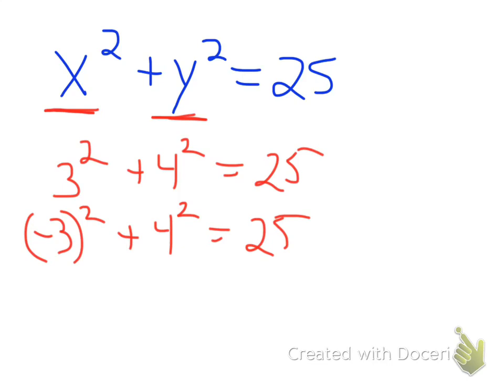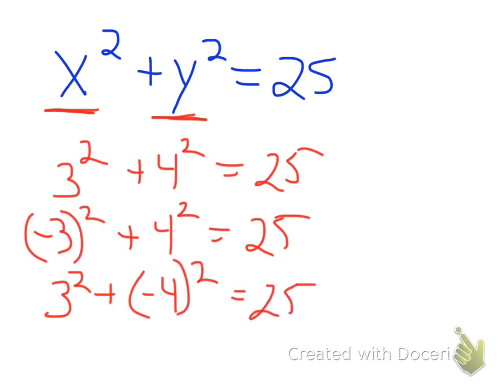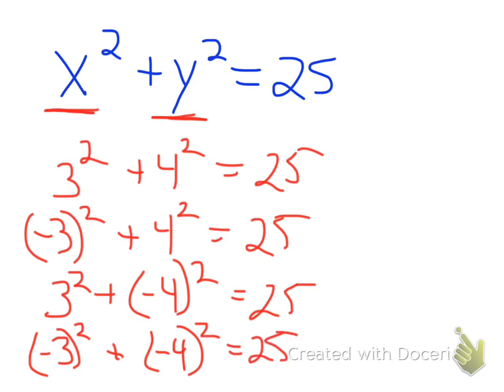We also had points such as 3 squared plus negative 4 squared equals 25, and negative 3 squared plus negative 4 squared equals 25. Through a series of points that we plotted on a graph, we found out that this was the equation of a circle with a radius of 5.